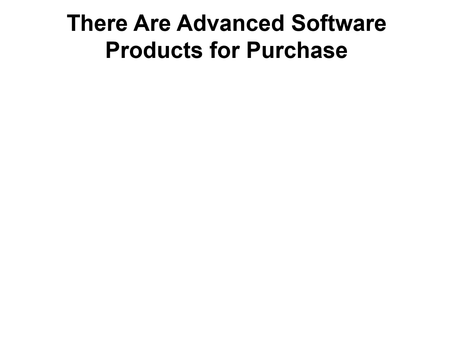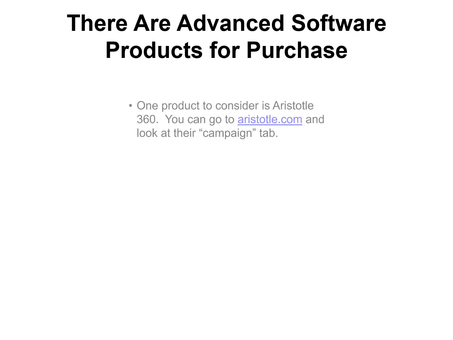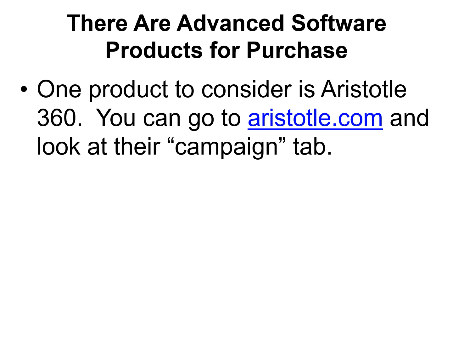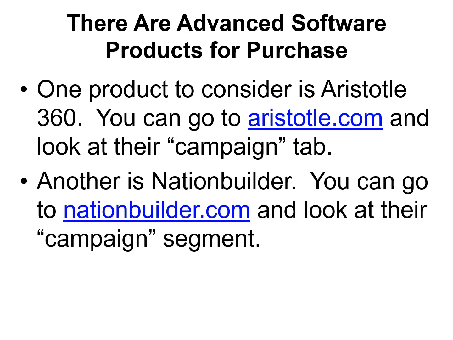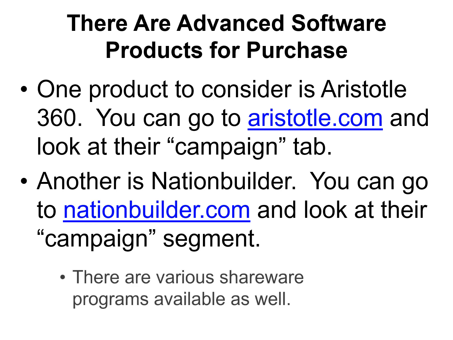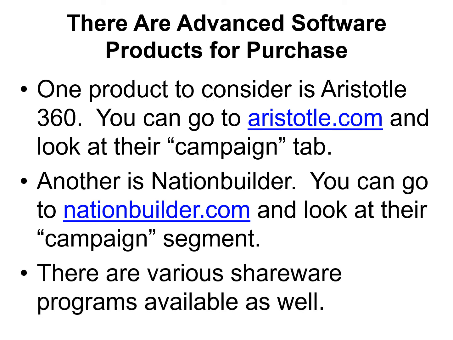There are advanced software products for purchase. One product to consider is Aristotle 360. You can go to their website at aristotle.com and look at their campaign tab. Another is Nation Builder. You can go to their website at nationbuilder.com and look at their campaign segment. There are various shareware programs available as well. So, if you have a good programmer, you might be able to build something specifically for your campaign.